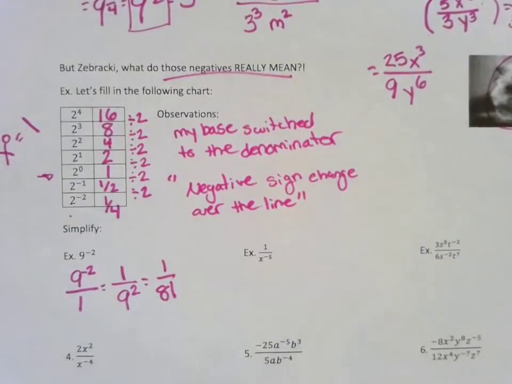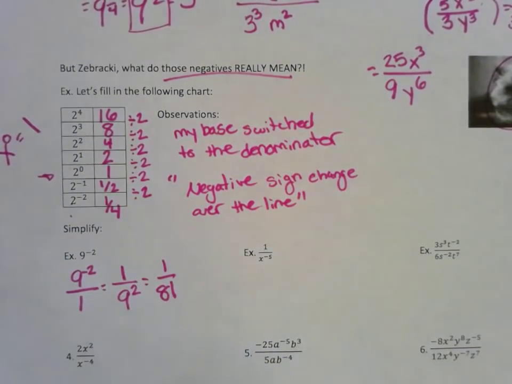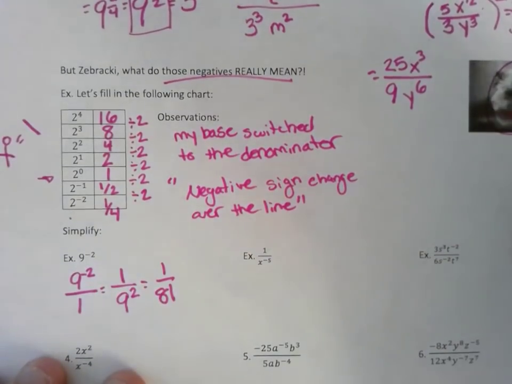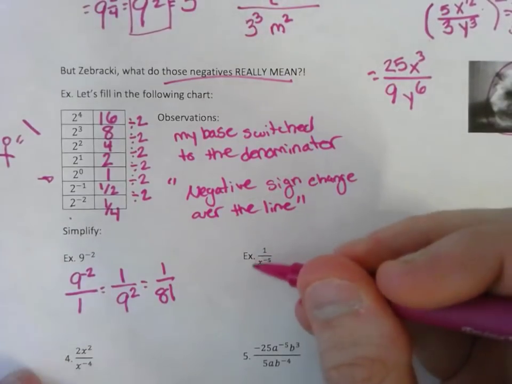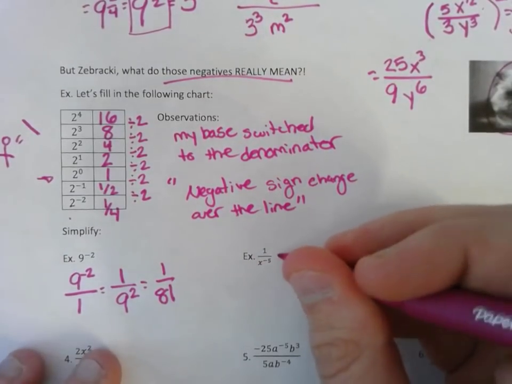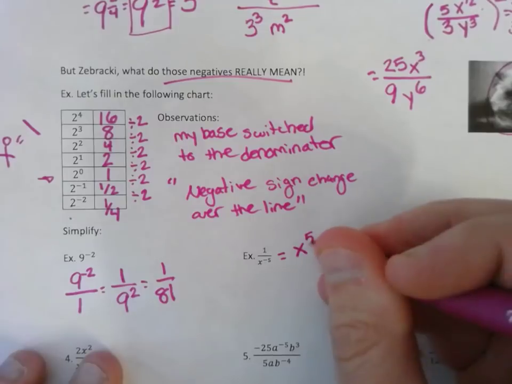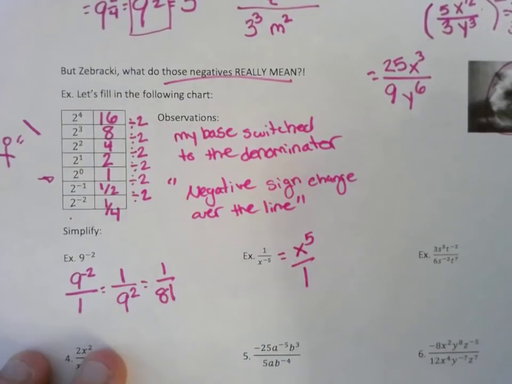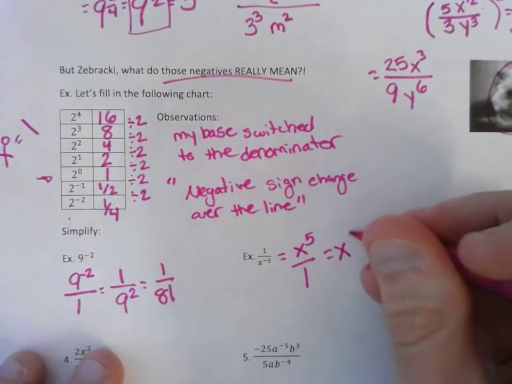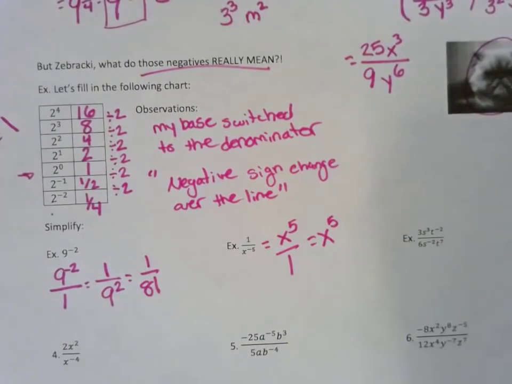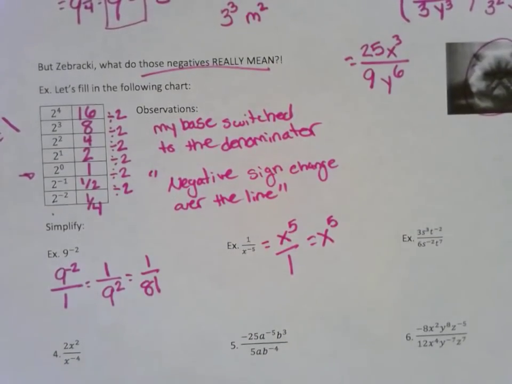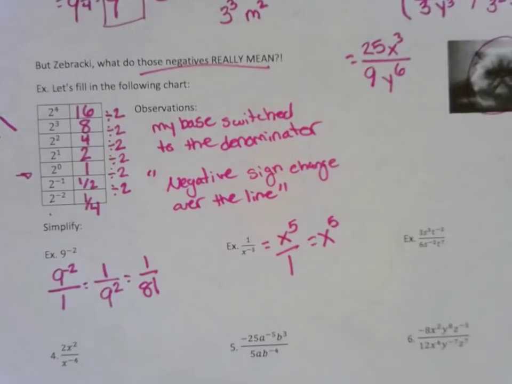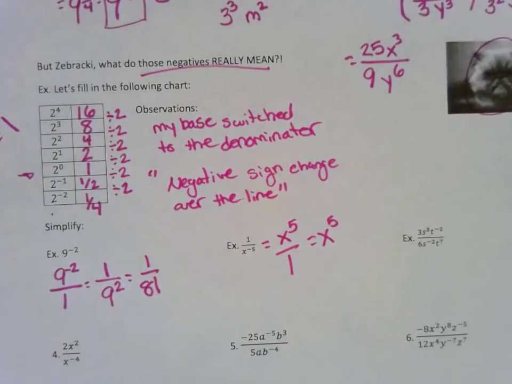Mr. Z, the negative is in the denominator. I'm so confused. Guys, again, negative sign, flip over the line. So even if my negative is in the denominator, I flip it to my numerator. And that's my answer. It's just x to the 5th. There's no reducing. There's no nothing. So again, notice how I'm flipping it over the line and I'm making it positive. That's the whole thing with negative exponents. Flip it over the line and make it positive. Okay? Next one.